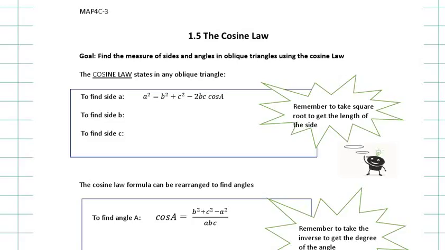Now sometimes we can't use the sine law. Okay, it's impossible to use the sine law, because remember that for sine law, you must have an angle and its opposite side. So cosine law is used for the other options where you can't use the sine.